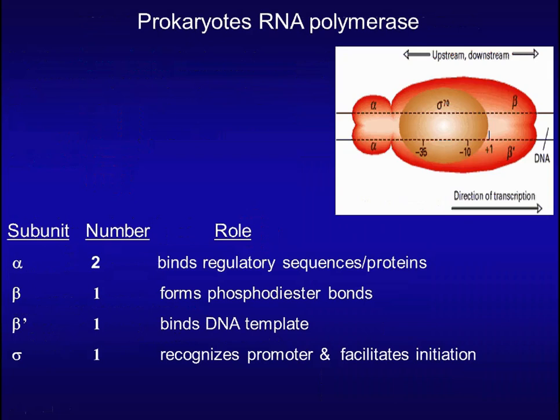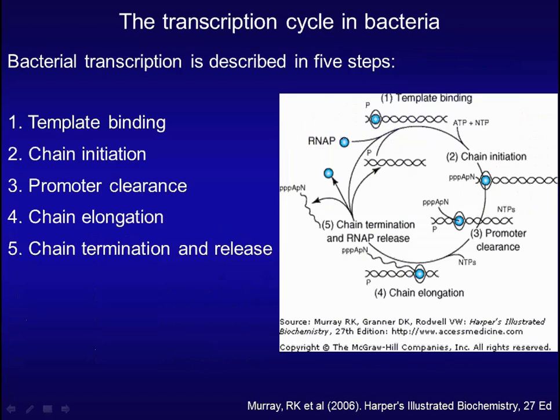Core enzyme of RNA polymerase has an alpha-2 beta beta prime composition. If we add sigma factor to it, we will have a holoenzyme. Bacterial transcription occurs in 5 steps. In step 1, RNA polymerase holoenzyme binds the DNA and finds the promoter.